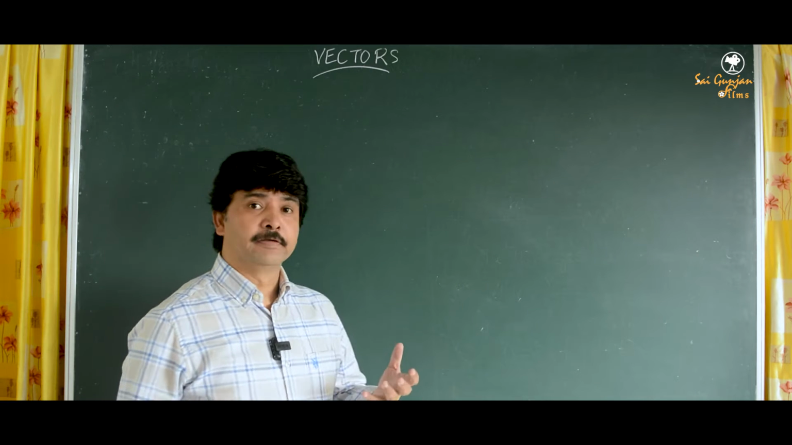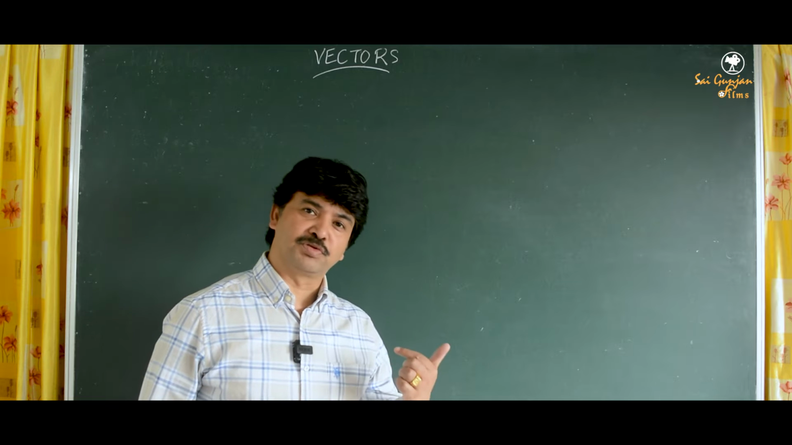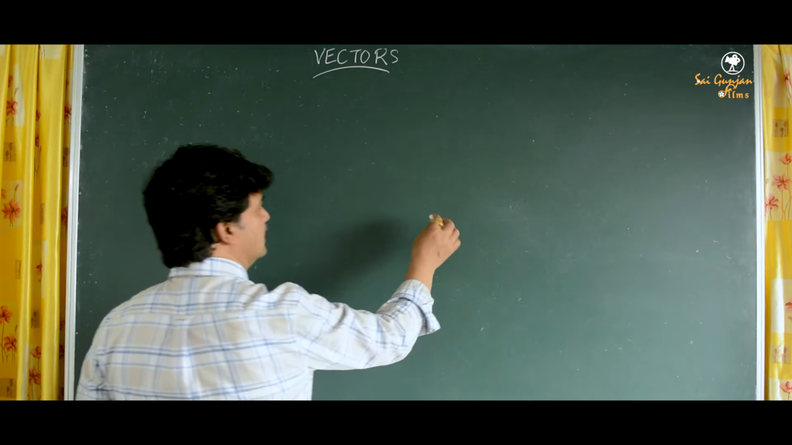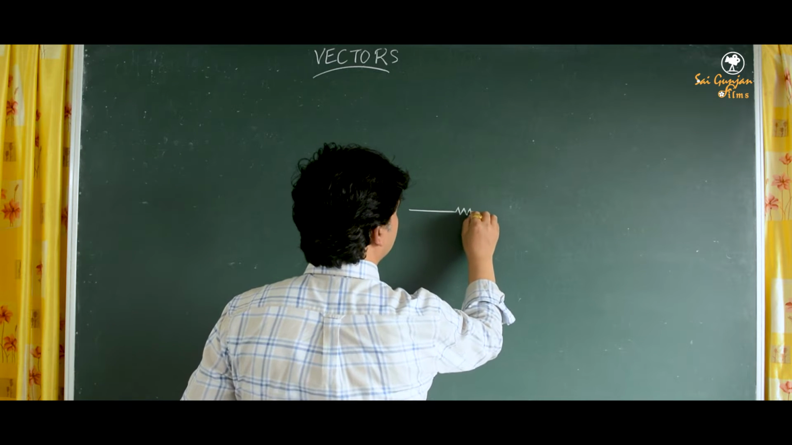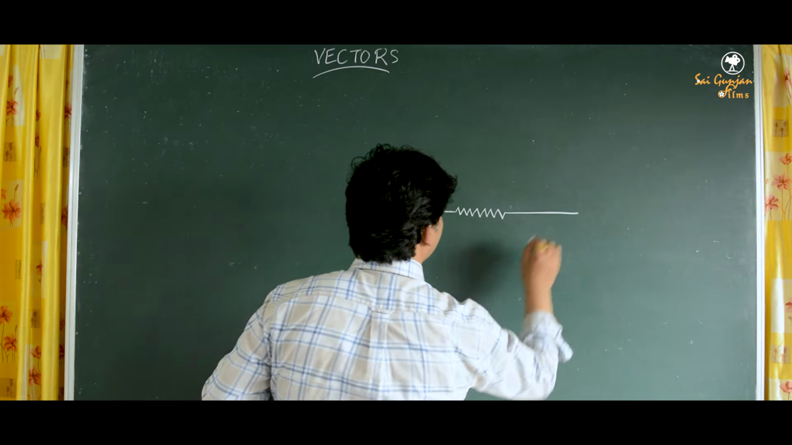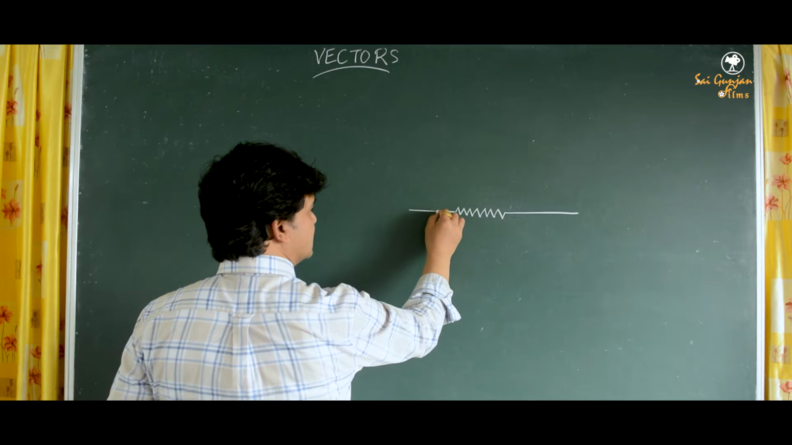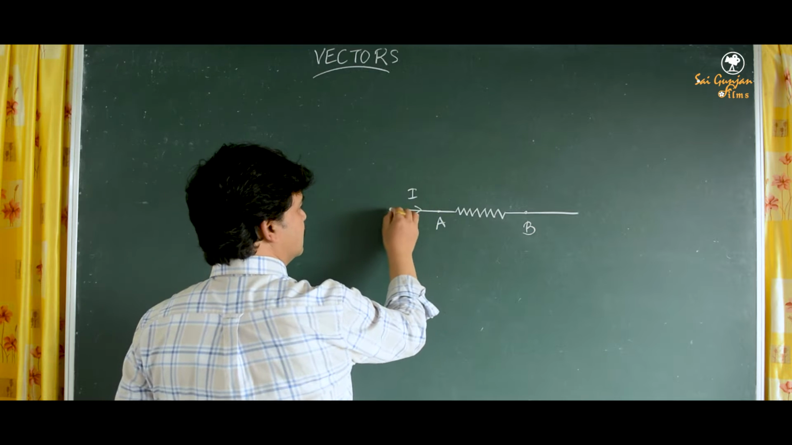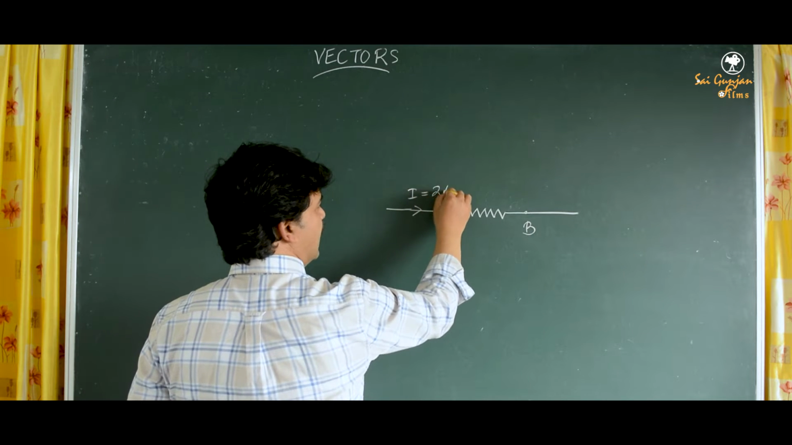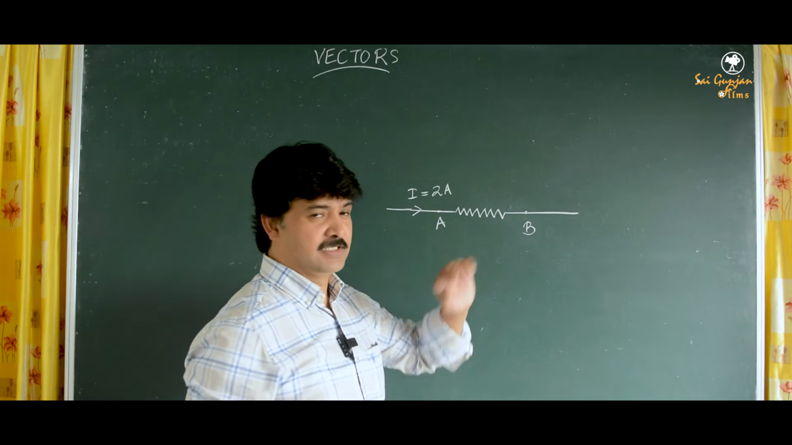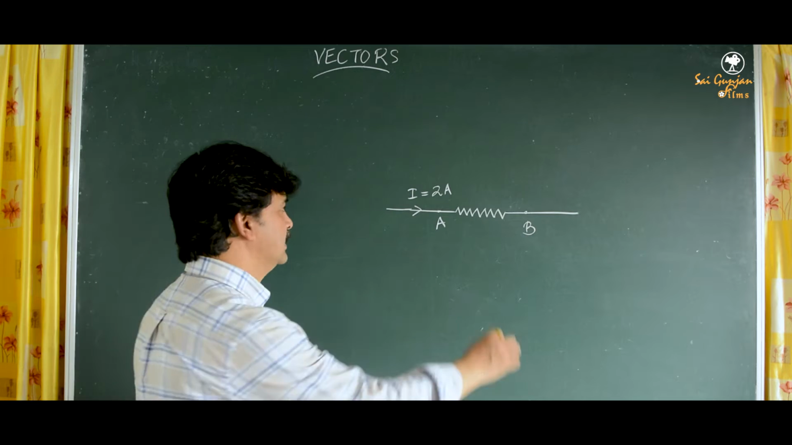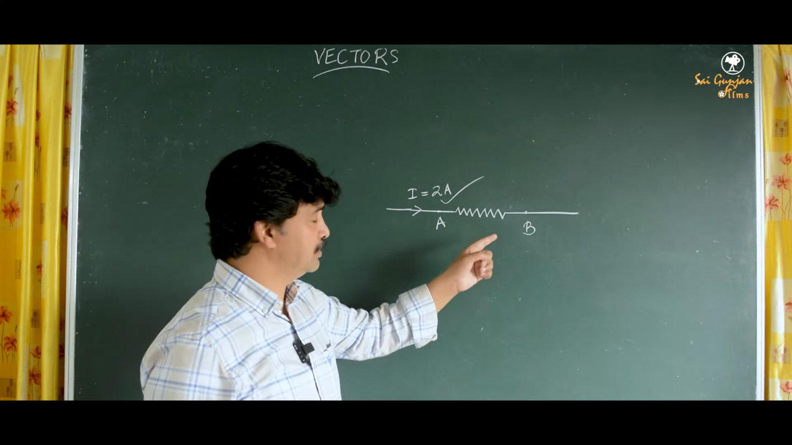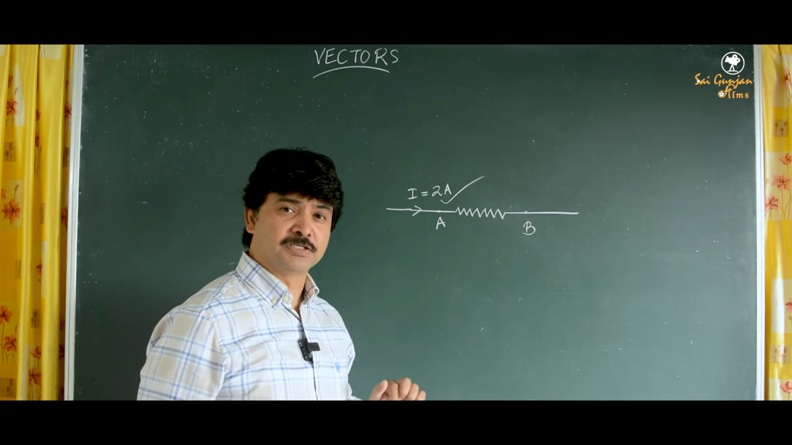So you see, vectors are those quantities which have both magnitude and direction. Now let's take one example of electric current flowing through a wire. Let's say this is the point A and this is the point B of the wire, and a current of, let's say, 2 ampere is flowing from A to B. So what is the magnitude of the current? It's 2 ampere. And where is it directed? It is directed from A to B. It has direction, isn't it?